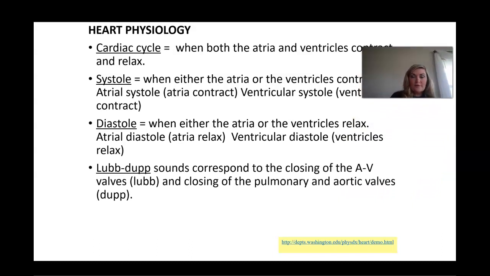When you listen to the heart, you often hear a lup-dub sound. These are going to be the sounds that correspond with the closing of the AV valves. That's going to be the lup sound, and you do need to know this. The closing of the pulmonary and aortic valves, or what we refer to as the semilunar valves, is going to be the dub sound. So AV valves, lup. The semilunar valves are going to be dub. So lup, dub.